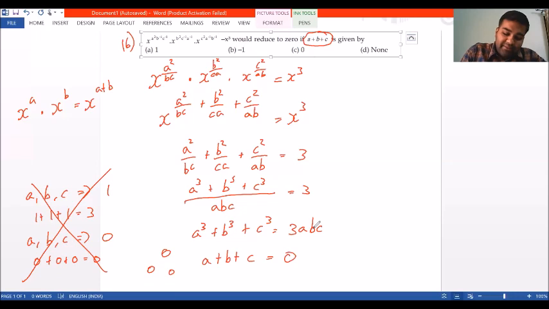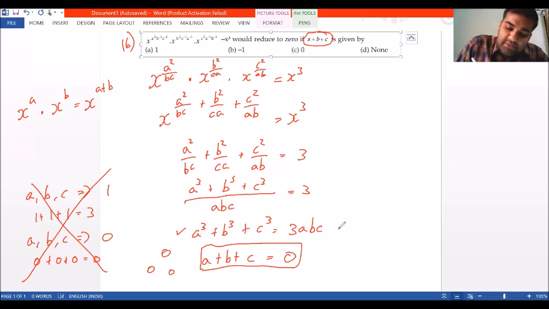I can do it otherwise also. From a plus b plus c is equal to 0, I'm going to prove that a cube plus b cube plus c cube is equal to 3abc. So my answer a plus b plus c will be equal to 0. So let me prove from the answer that a cube plus b cube plus c cube is equal to 3abc. Let me write it: a plus b plus c is equal to 0. So what I'm going to do is bring the C to the RHS. A plus B is equal to minus C.